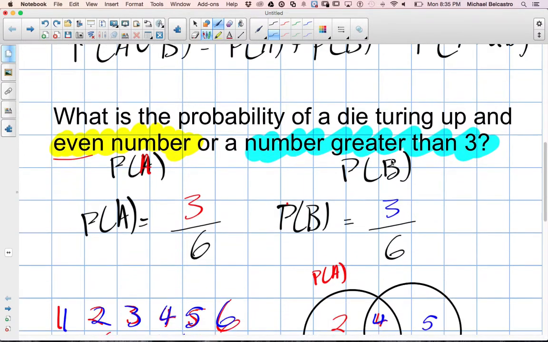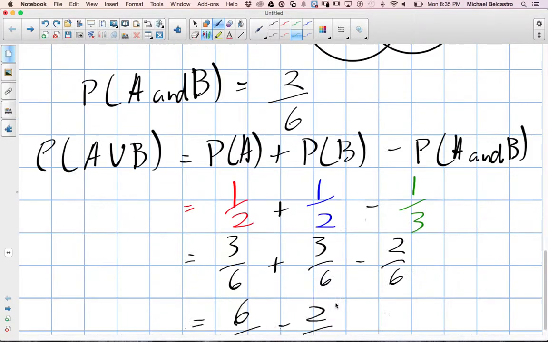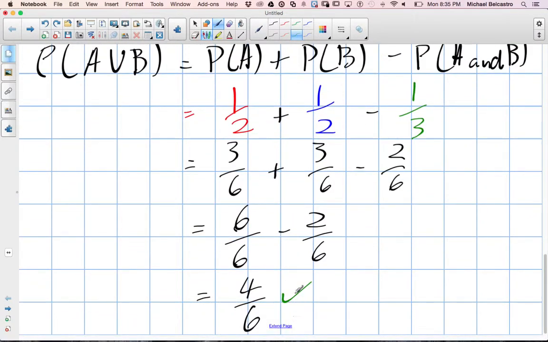Let's think of this intuitively. Even numbers are 2, 4, 6, so there are 3 of them. And then greater than 3, the only number we're missing is 5. So there's 1, 2, 3, 4 out of the total 6. So we have our 4 out of 6 probability.